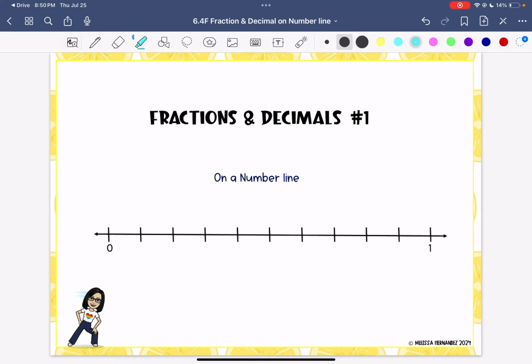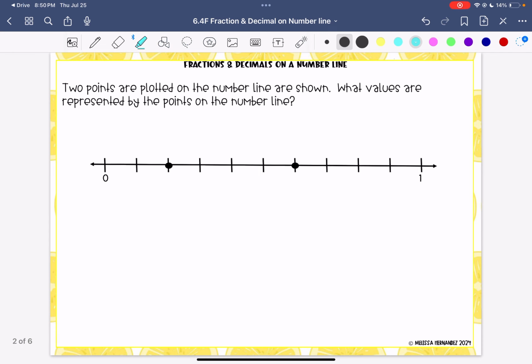In this video, we're going to focus on finding fractions and decimals on a number line. So for our first example, it says 2 points are plotted on the number line as shown. What values are represented by the points on the number line?